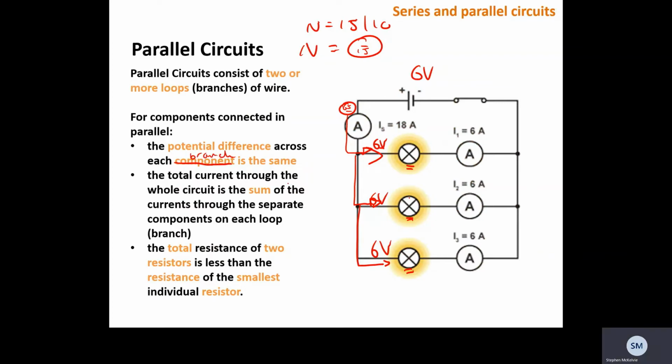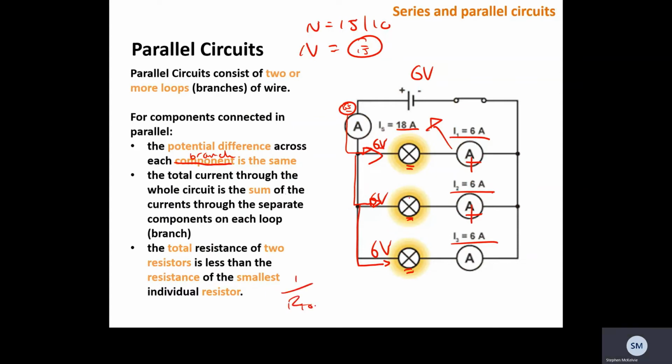The total current through the whole circuit is the sum of the currents through the separate components on each loop. What does that mean? If there is 6 amps in this ammeter, 6 amps in this ammeter, and 6 amps in this ammeter, I add them all up, and that will give me the total current in my circuit. And the total resistance of 2 resistors in parallel is less than the resistance of the smallest individual resistor.